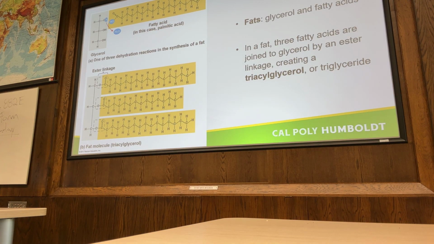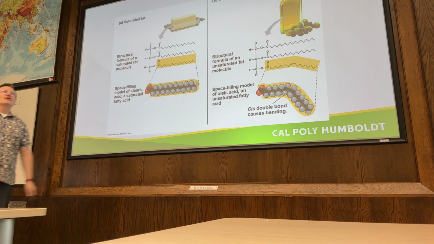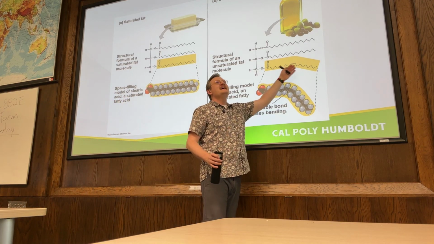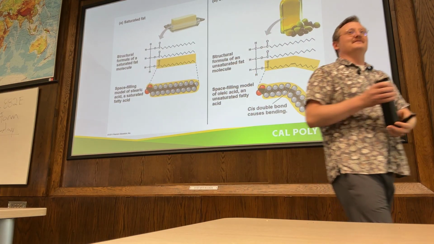So now, looking at an actual fat, it's three fatty acids attached to a glycerol. Each one of these fatty acids can be a different length, and it can differ in whether it's saturated or unsaturated. In a saturated fat, they're all saturated fatty acids. In an unsaturated fat, one or more of those fatty acids has one or more double bonds. And those double bonds can result in a cis or a trans isomer of the fatty acid.